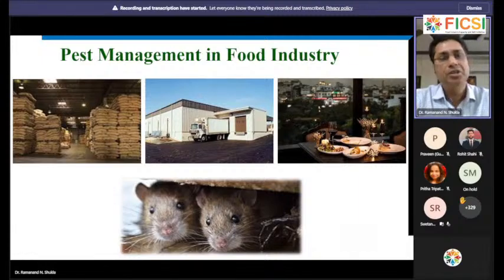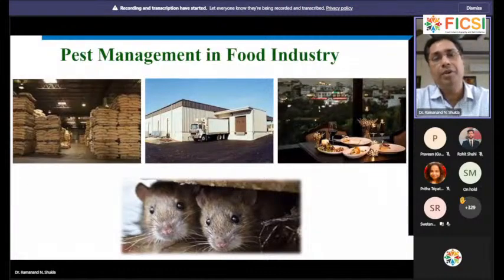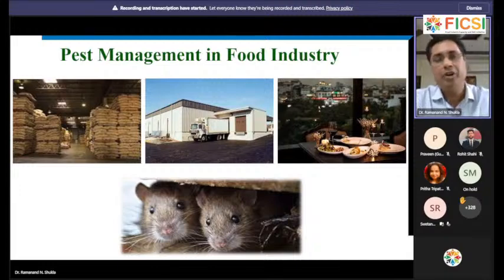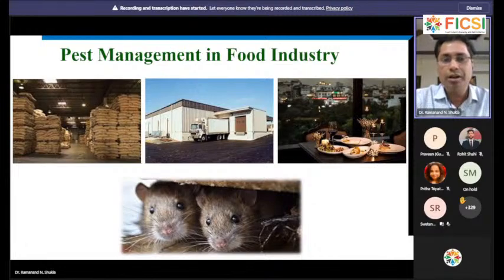So if we look at the food cycle or the food chain, from the time we sow the seeds in the farms, and by the time it comes on the plate, we see that the pests are always there in one or the other form, whether they are microbes or insects or birds or rodents. So we know for sure that pests would always be there wherever we are, and that is where food industry becomes very important in terms of pest management.